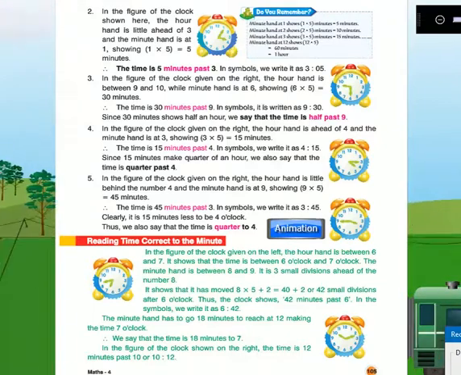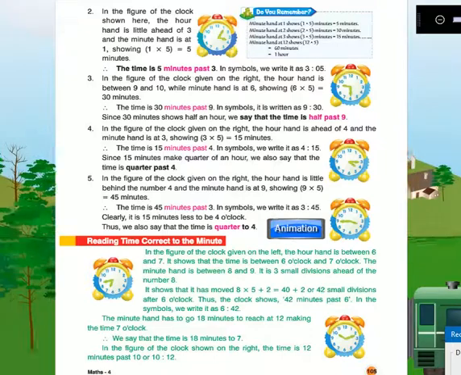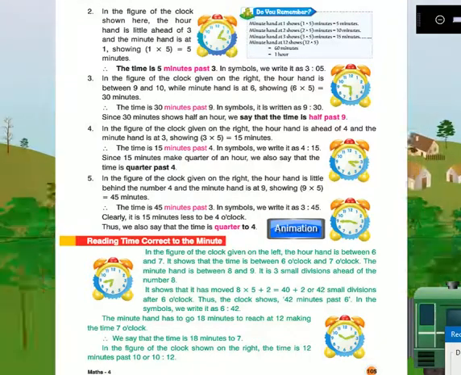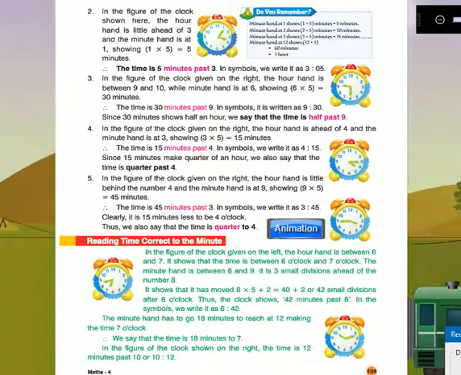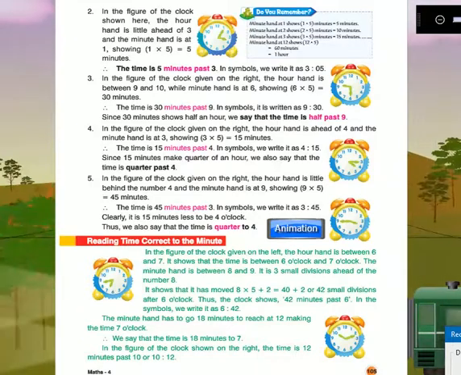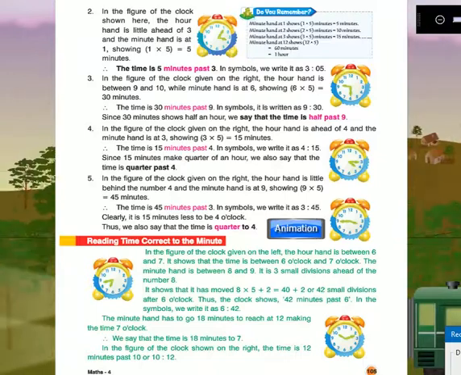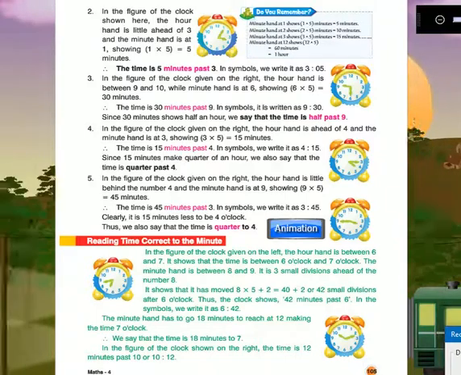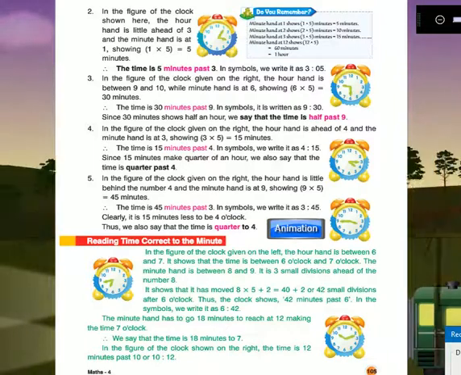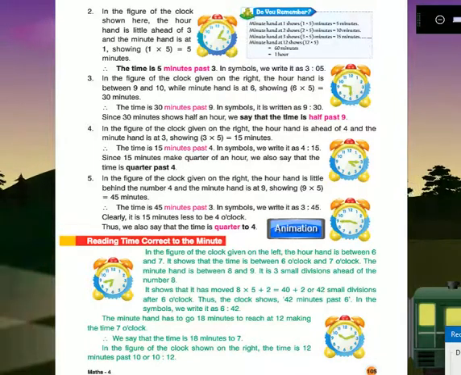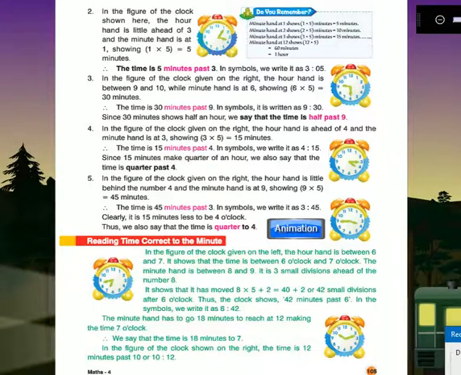In the figure of the clock given on the right, the hour hand is between 9 and 10, while the minute hand is at 6, showing 6 into 5, 30 minutes. Therefore, the time is 30 minutes past 9. In symbols, it is written as 9:30. Since 30 minutes show half an hour, we say that the time is half past 9.